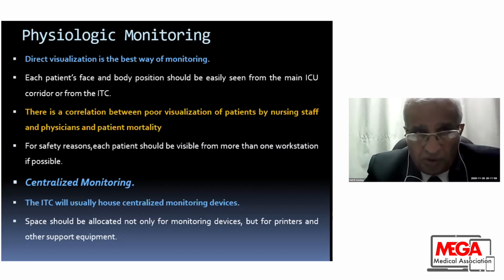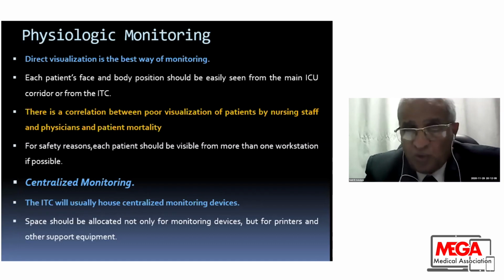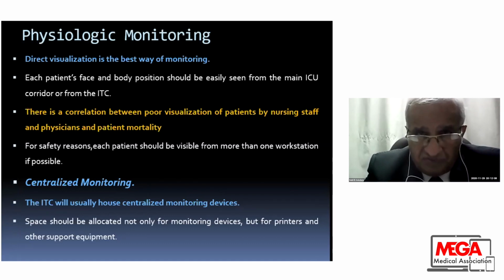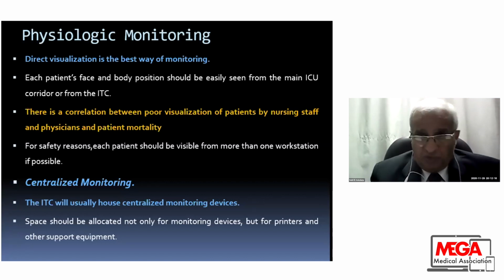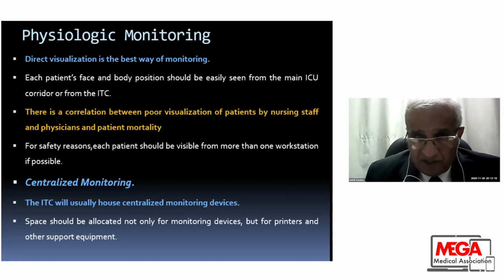Concerning physiological monitoring, as I said before, direct visualization is the best way of monitoring. Each patient's face and body position should be easily seen from the ICU corridor or from the ITC. There is a correlation between poor visualization of patients by nursing staff and physicians and patient mortality. So I said direct visualization diminishes patient mortality. For safety reasons, each patient should be visible from more than one workstation if possible. We can have centralized or decentralized monitoring, it's all the same.